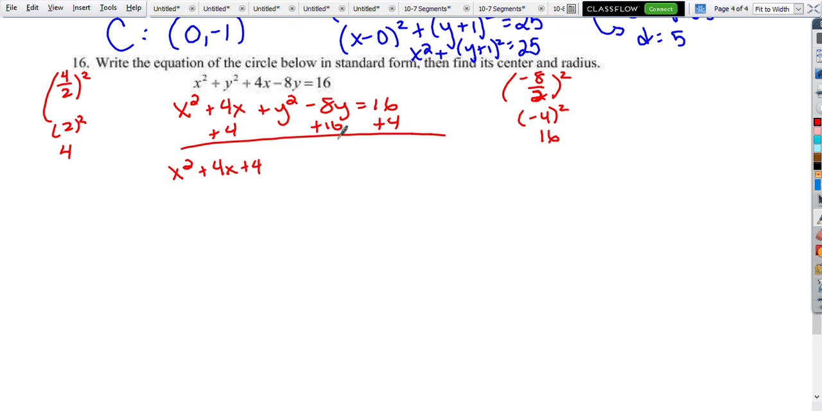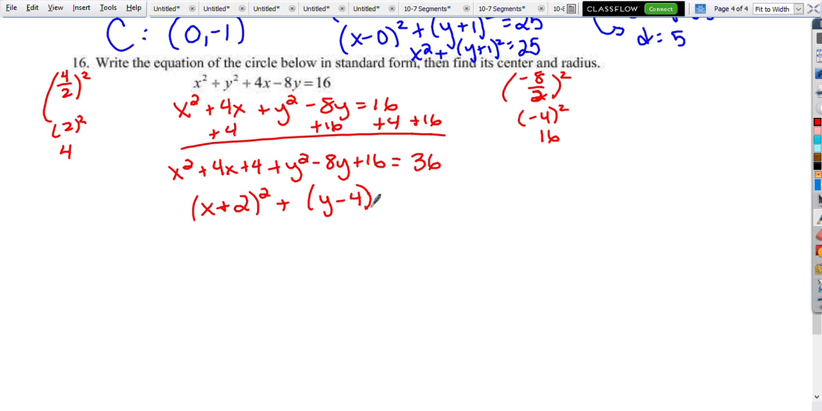So I'm going to add 16 to the y's and to both sides. So plus y squared minus 8y plus 16. We're adding 4 to 16 on the right side, that's 20 plus 16, which is 36. And this first one is going to go into x plus 2 squared, plus, remember the minus 4, (y minus 4) squared equals 36. There's our circle, center, change the signs, (negative 2, 4), radius, take the square root, and we get 6.